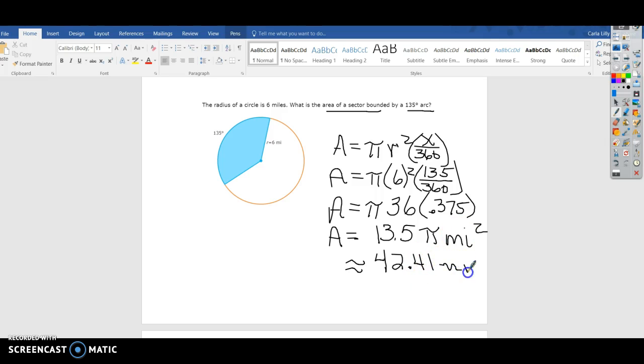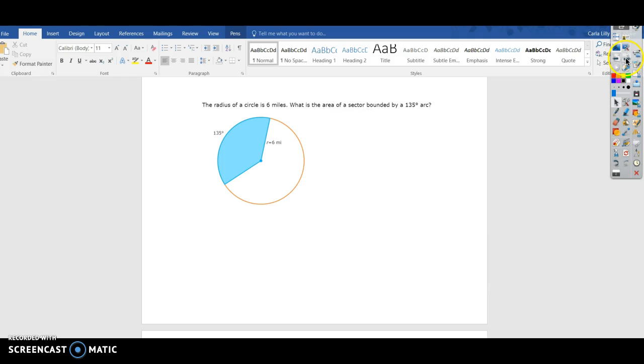42.41 miles squared. All right, so this is the exact answer. If it gives it to you in decimal form, this is an approximate answer. You can see I tried really hard to use the little squiggly lines, which means it's about that. Some tests ask you in terms of pi, and some of them just ask you the rounded version. So be aware that you see that either way.